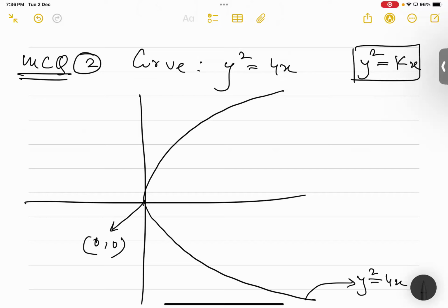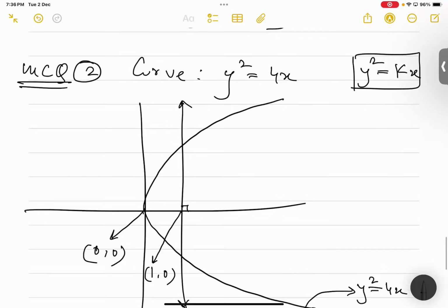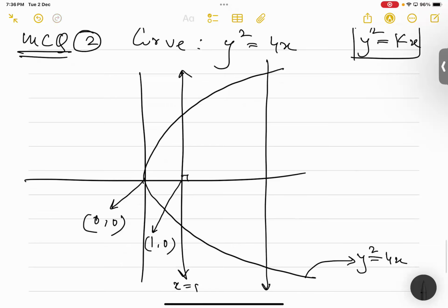X is equal to 1 is a line perpendicular to x-axis at 1, 0. Perpendicular to x-axis. So what is this point? 1, 0. And which line is this? X is equal to 1. Okay, what is the second line? Line x is equal to 4 is a line perpendicular to x-axis at 4, 0.